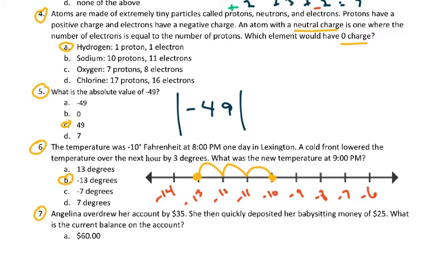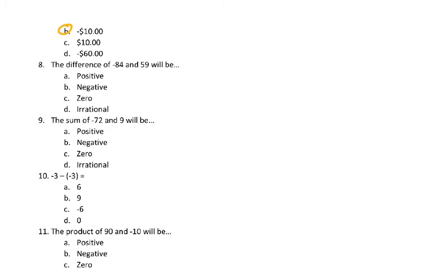Number 7 says Angelina overdrew her account by 35. That means she took out more than she had. So she has negative 35 right now. She then quickly deposited. That means she put in her babysitting money of $25. What's the current balance on her account? If you were at negative 35 and you go up 25, you didn't have enough to get out of the hole. You still overdrew up to $10. So you have $10 that you're missing you need to put back in. So the answer would be B.